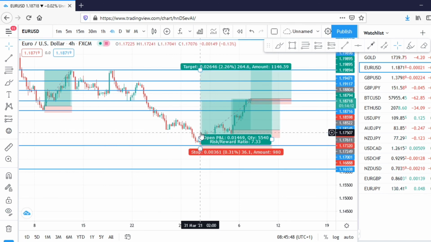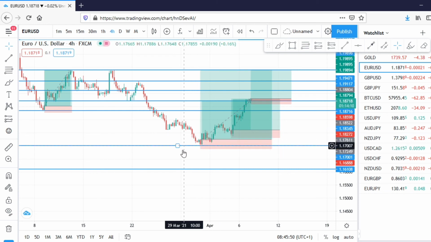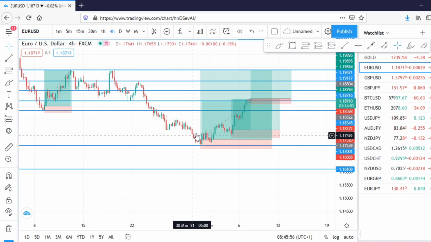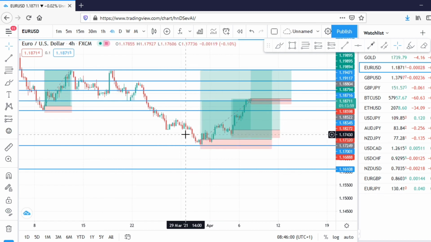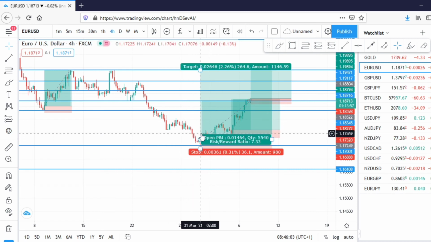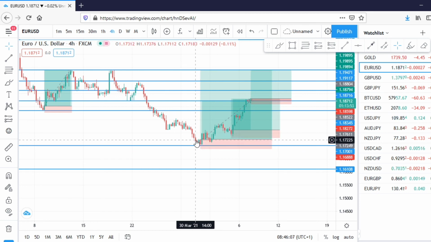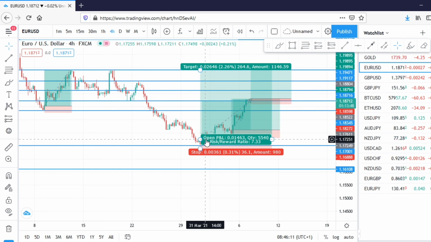So upon the test of this level, I could have entered there at the formation of the bullish engulfing candle, but I waited for price to retrace a bit before entry, because sometimes with a bullish engulfing candle, price may end up retracing, maybe to about 50% of that bullish engulfing candle before moving back up. So that's why I entered the trade at a very good risk to reward ratio of 7.33.